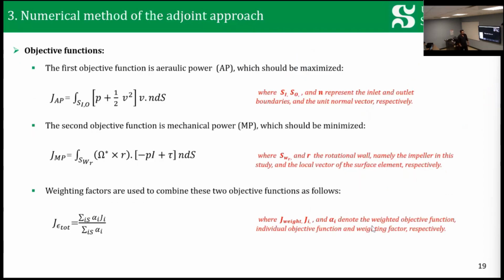For the adjoint method, two different objective functions are chosen. The aerodynamic power should be maximized, and the mechanical power should be minimized, resulting in an improvement in total efficiency. Since we have more than one objective function, we must consider the weight of the objective functions, so we set the weights 50-50, the same weight for both objective functions.